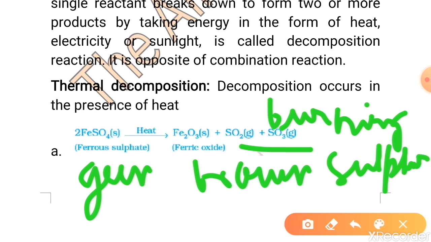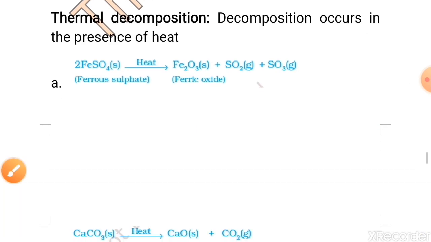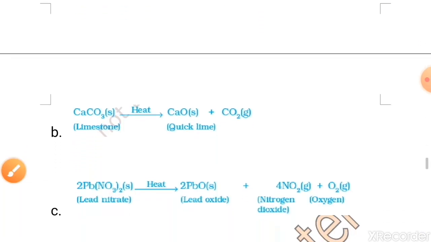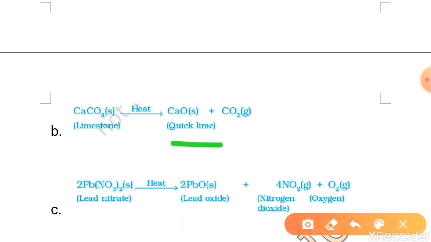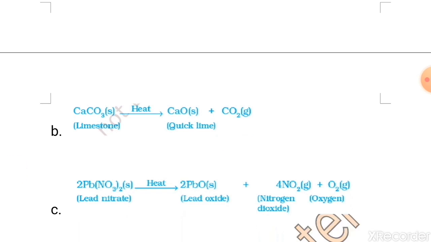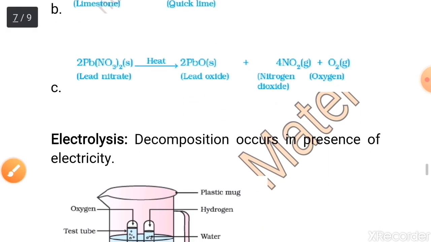So students, these observations are important for you. You must write these things in your notebooks. Moving ahead. When limestone is heated, calcium carbonate, which is called limestone, gives quicklime, CaO, and carbon dioxide gas. Moving to the next example.